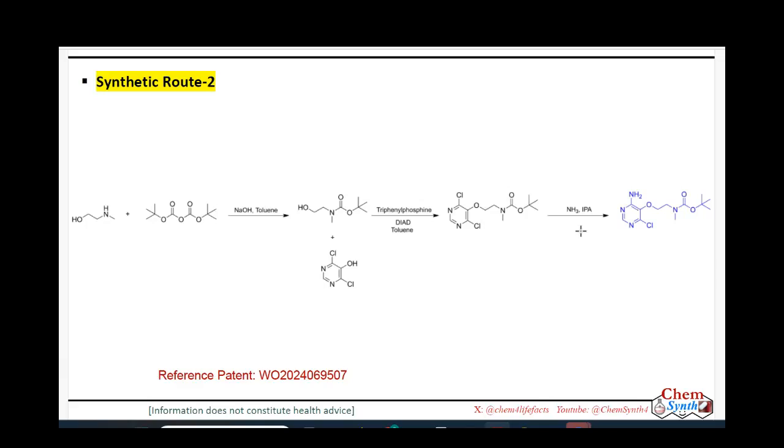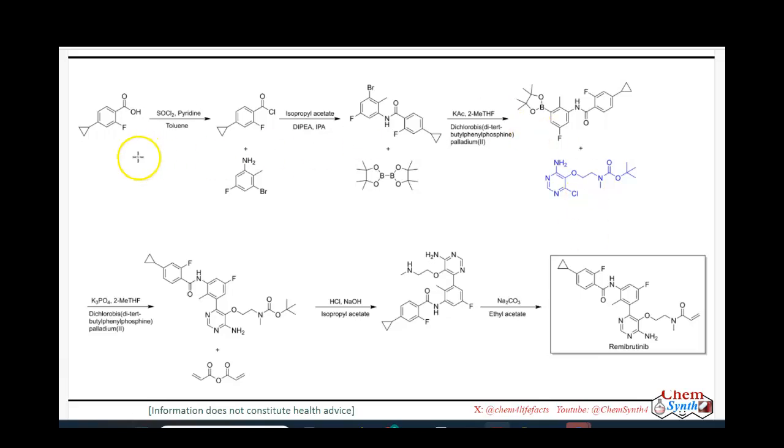So in earlier method you can see they have started with one methoxy derivative of that pyrimidine, so they required demethylation using BBr3 reagent, but here it is not required. Then they started with this cyclopropyl substituted benzoic acid derivative. First they converted into the carbonyl chloride using thionyl chloride and introduced this bromofluoro substituted aniline derivative.